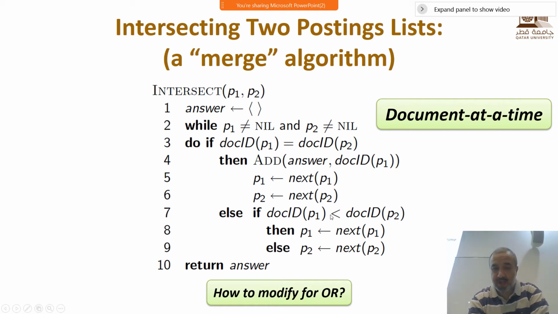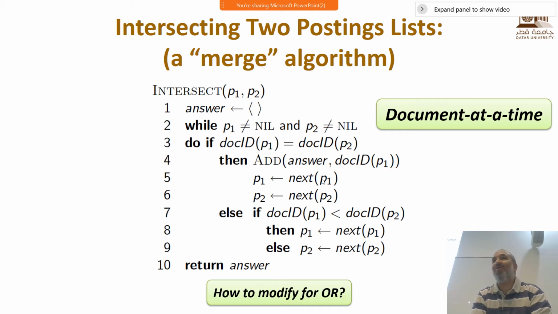So should we change this like this? We add the answer and the document ID of P1. And what else? Very good. So here we add P1, here we add P2, and here we just add one of them because they are the same. So that will remove the duplicates and take care of them. Is that it? Why not? Yes?